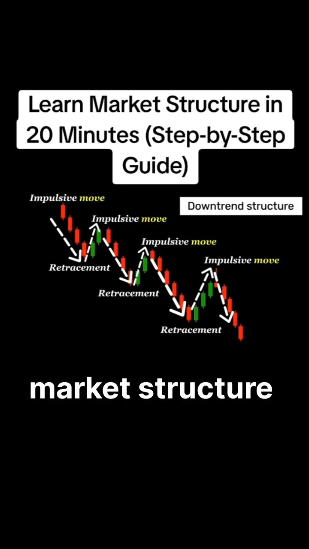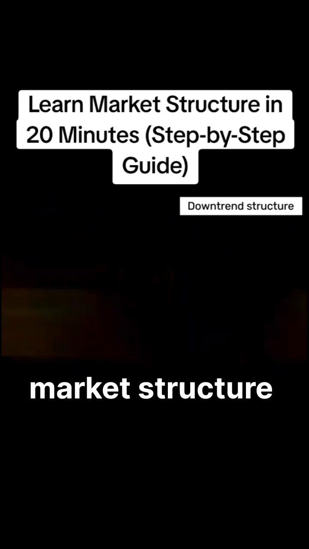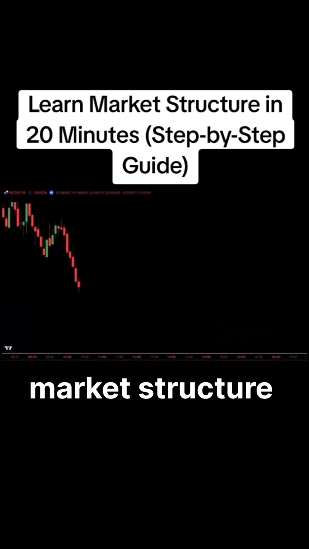Once again, we use support and resistance as our main tool. Let's look at this chart example. As you can see, the market moves downward, creating an impulsive move. Then it starts to retrace up.